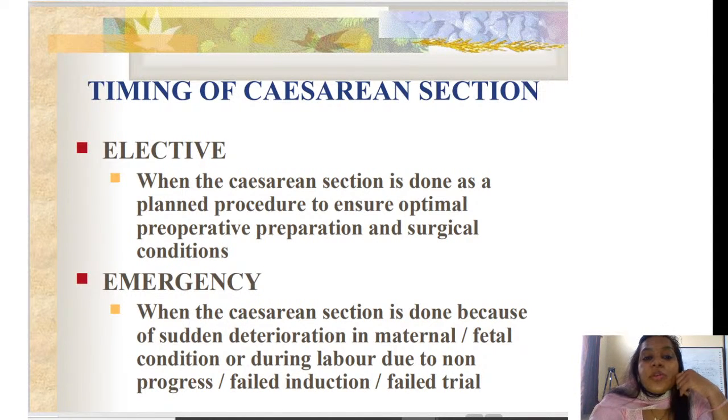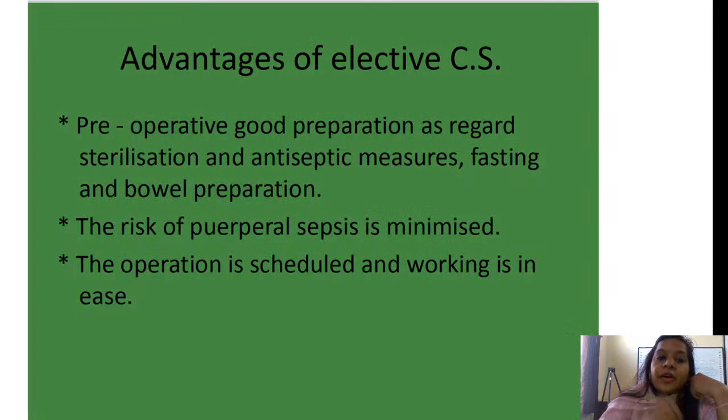Then we will proceed to the time of caesarean section. Elective: when the caesarean section is done as a planned procedure to ensure optimal preoperative preparation and surgical condition. Emergency: when the caesarean section is done because of sudden deterioration in maternal or fetal condition, or during labor due to non-progress, failed induction or failed trial. Advantage of elective C-section.